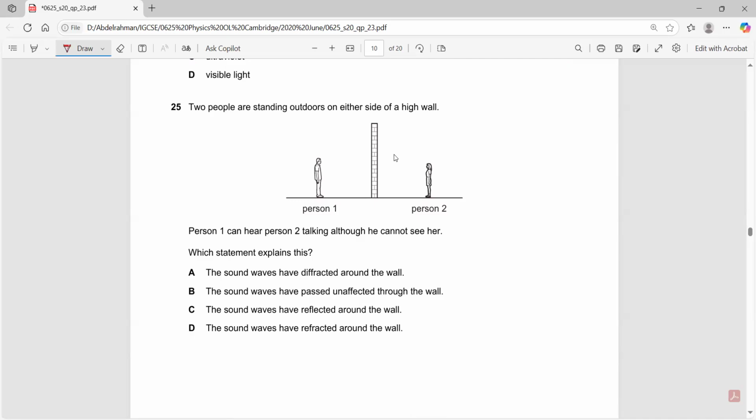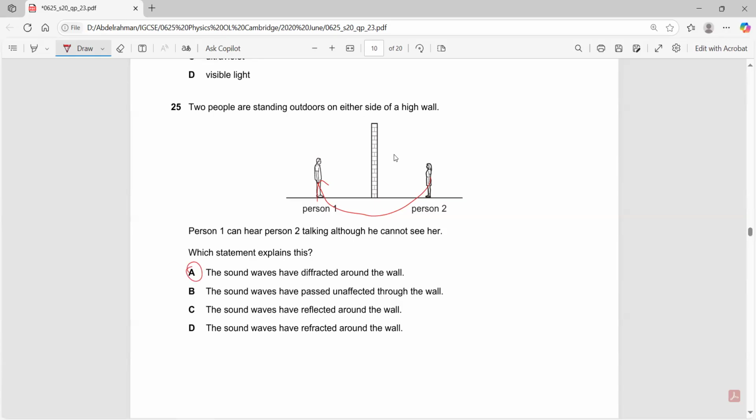Sound waves have diffracted around the wall. Isn't this correct? It is. He can hear her because of the diffraction. The sound waves have diffracted since they have a longer wavelength than the light waves. Okay, so this is the correct answer.